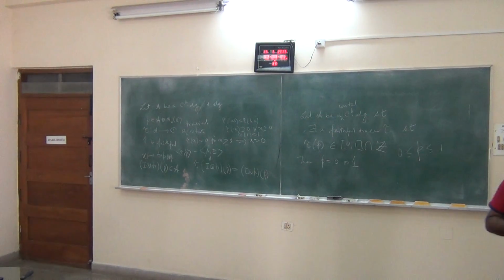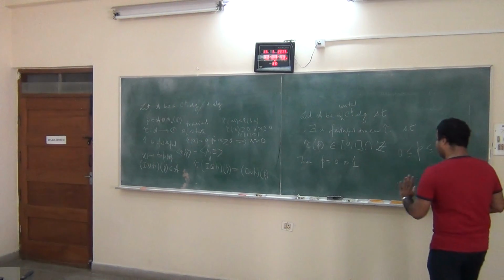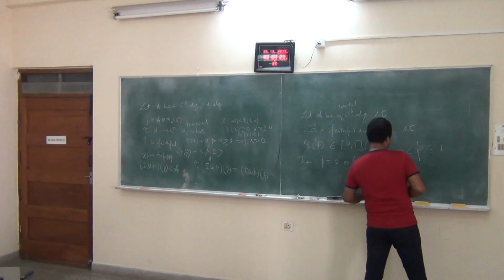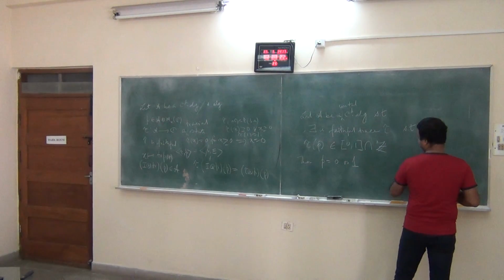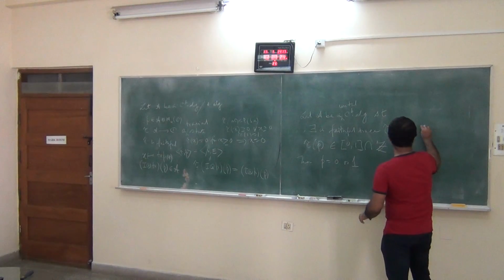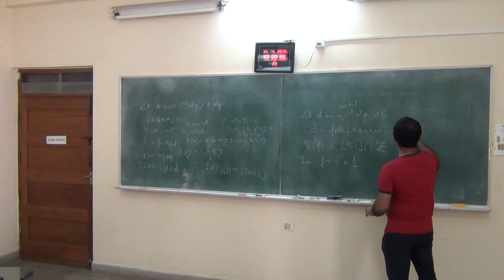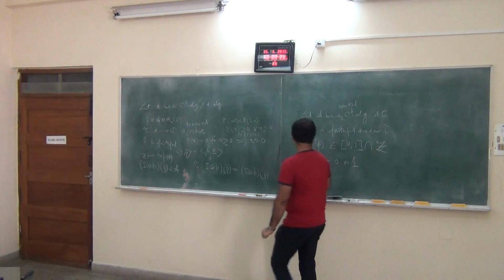A is a unital C-star algebra. P is not a contraction, it is an idempotent. P is an idempotent all around. P is an idempotent.